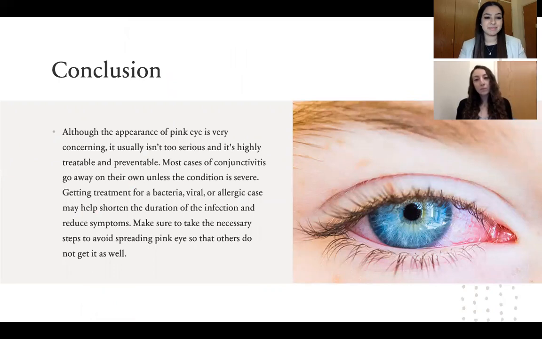Conclusion. Although the appearance of pink eye is very concerning, it usually isn't too serious, and it's highly treatable and preventable. Most cases of conjunctivitis go away on their own unless the condition is severe. Getting treatment for bacterial, viral, or allergic cases may help shorten the duration of the infection and reduce your symptoms. Make sure to take the necessary steps to avoid spreading pink eye so that others do not get it as well.